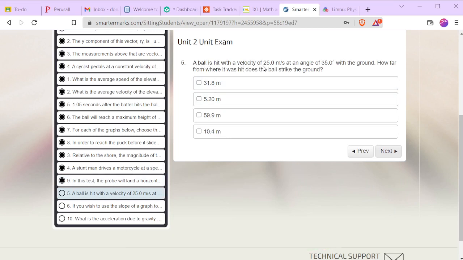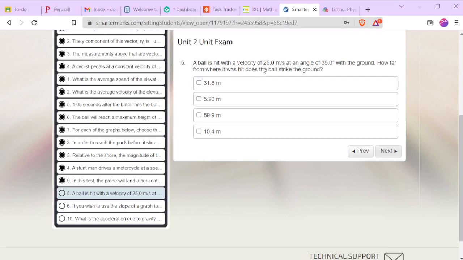A ball is hit with a velocity of 25 meters per second and an angle of 35 degrees with the ground. How far from where it was hit does the ball strike the ground? All right, so this is another two-part problem. So first we have to use the vertical component to figure out how much time it spends in the air, and then the horizontal component to figure out how far it goes.